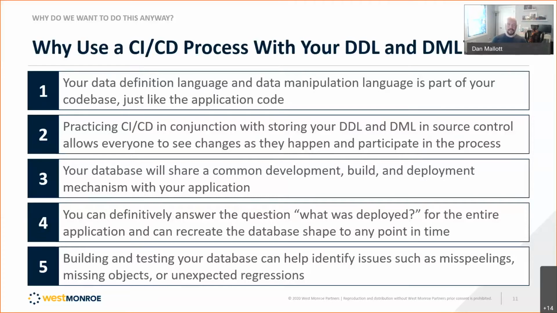And lastly, building and testing your database can help identify issues such as misspellings, missing objects, or unexpected regressions. So, that could be something like you renamed a table and all of a sudden all of the stored procedures that depend on that table broke, or perhaps you were renaming a column and dropped an L, added an extra E or something. And so all of these lead us to want to use all of those things that we do with applications with our database code as well, or at least they should.